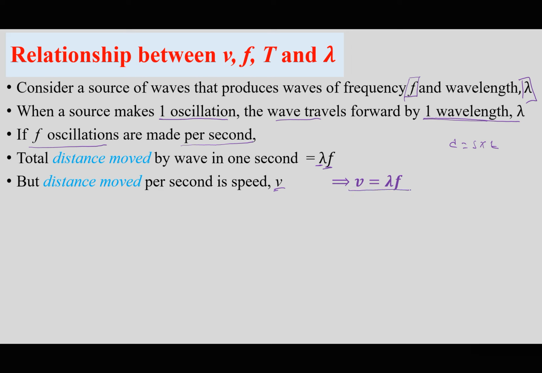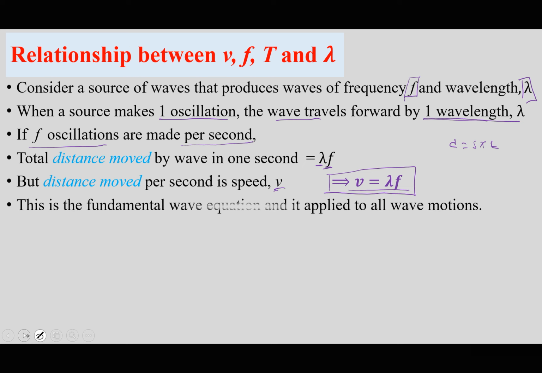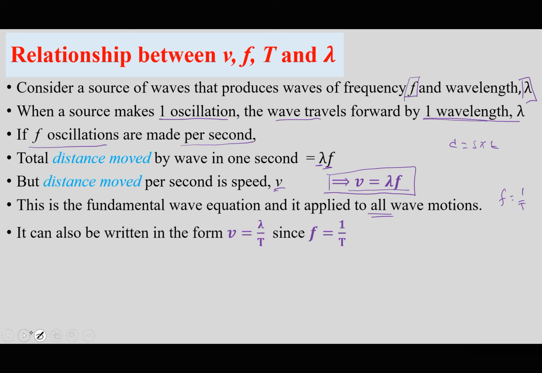So v is equal to lambda f, and this is the expression you used in IGCSE, and you called it the general wave equation. This is the fundamental wave equation, and it applies to all waves, whether electromagnetic, longitudinal, or any other. Remember that the frequency is equal to 1 over T, so I can also rewrite that equation in any form that I want. For example, v can be equal to lambda over T, because where there is f, I can put 1 over T.